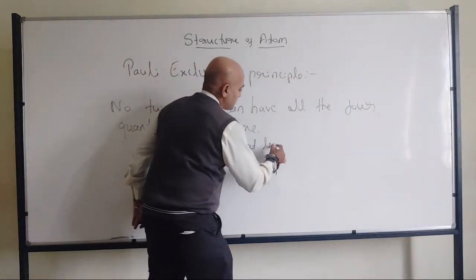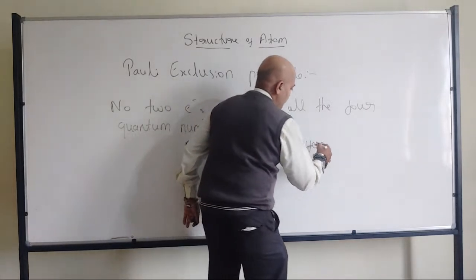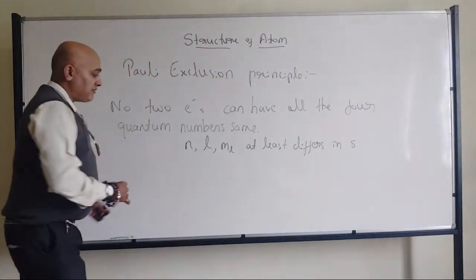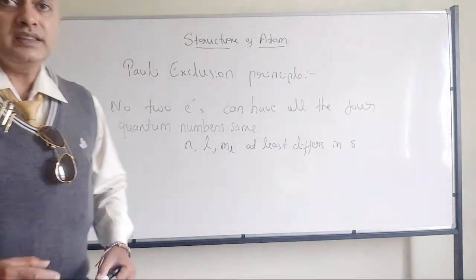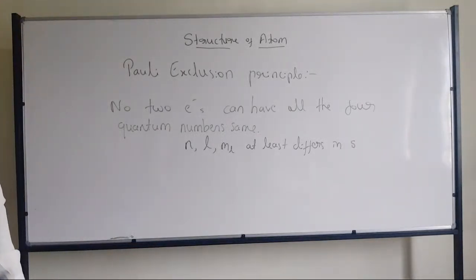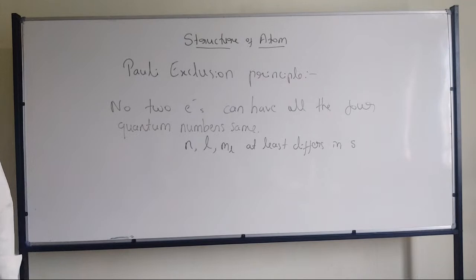They differ at least in spin quantum number. They can have the same n value, the same L value, the same ml value, but they have to differ at least in the spin quantum number value. So in that case, how come they can have the same n, L and ml value?